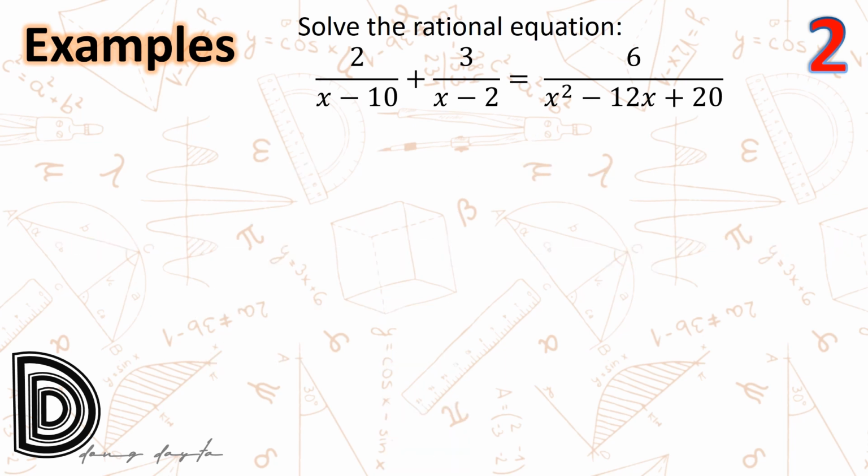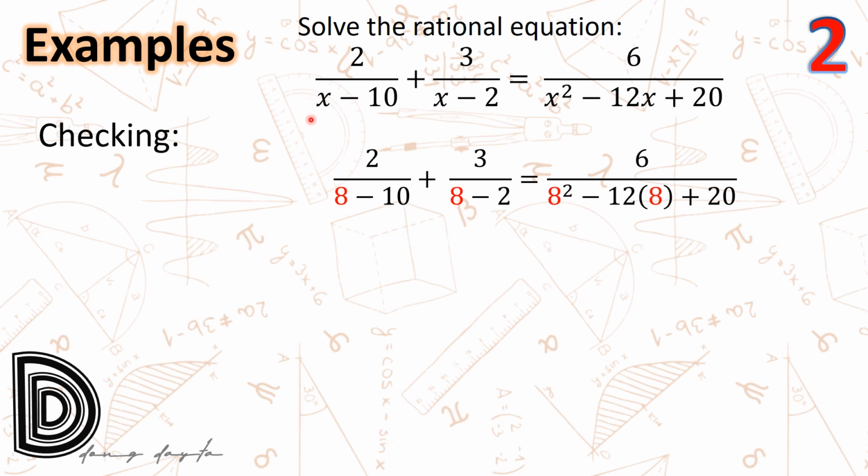Substitute 8 to all the x's in the original equation. So we have 2 over 8 minus 10. Notice how 8 is substituted to all the x's. Plus 3 over 8 minus 2 equals 6 over 8 squared minus 12 times 8 plus 20. Let us resolve the denominators. So we have 2 over negative 2 plus 3 over 6 equals 6 over 64 minus 96 plus 20.